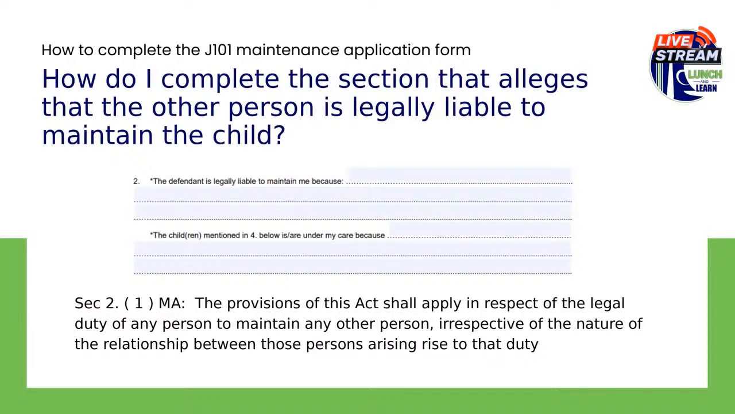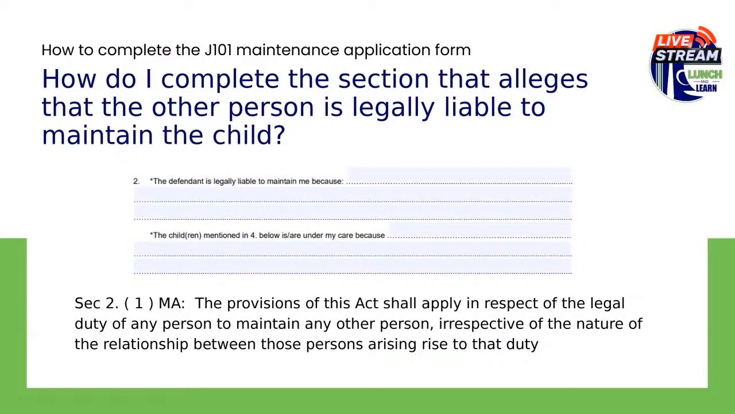So let's move a little bit further, and I'm going to refer to certain sections of the application form. How do I complete the section that alleges that the other person is legally liable to maintain the child? Obviously, we see in terms of Section 6 of the Act that only the person who is liable to maintain a child is responsible for child maintenance. So there should be a link between the child and the person responsible for paying maintenance.